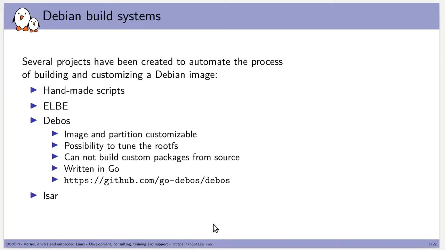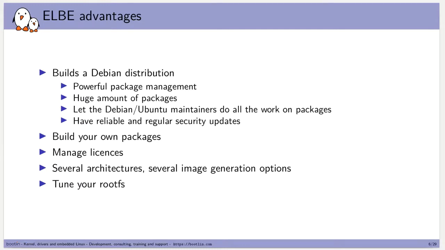Another tool is DebOS. It's also interesting because you can create an image, a customizable image. But the main advantage of ELBE, as I said, is to build your own packages from sources. You can easily manage the licenses, use several architectures, and tune your rootfs. So it's easily customizable.